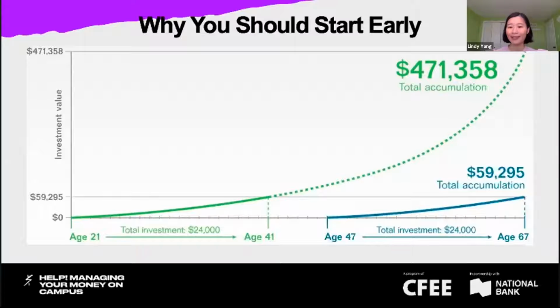A key takeaway is that it can be beneficial to start investing early in your life, so your money will have time to grow and your future self will have more money.